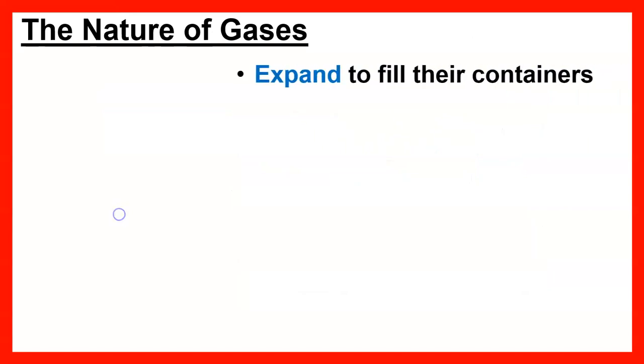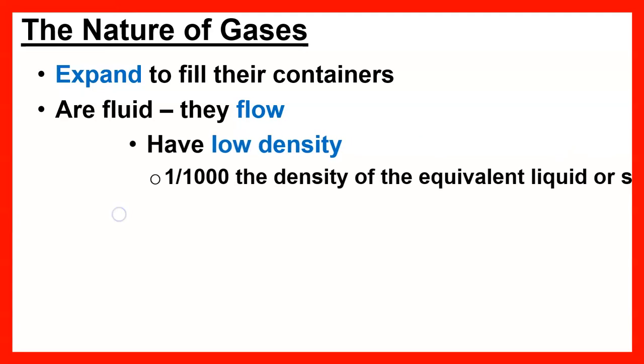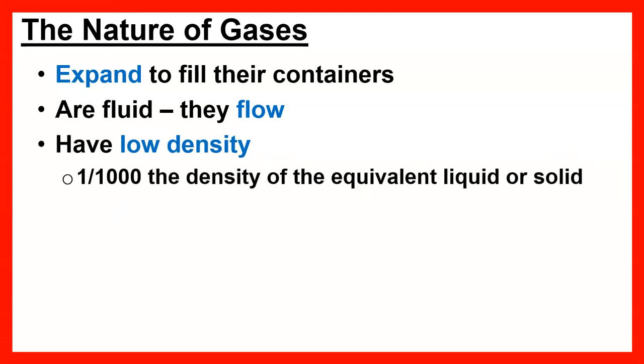We need to remember that gases expand to fill the containers that they're in. We say that they are fluid, they flow, they slide past each other. They have a very low density, very, very low. They're very far apart. Those atoms are spread out really far apart. Because of that, because there is so much space between the atoms, we say they are compressible. That's why we can get things like oxygen tanks to go scuba diving. You can take a large volume of oxygen gas and squish it down really small.